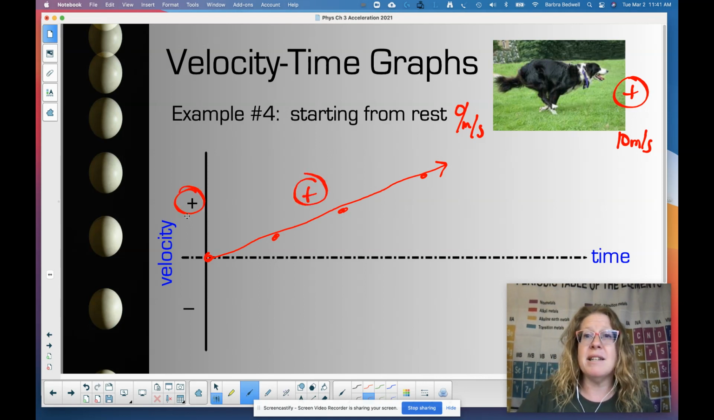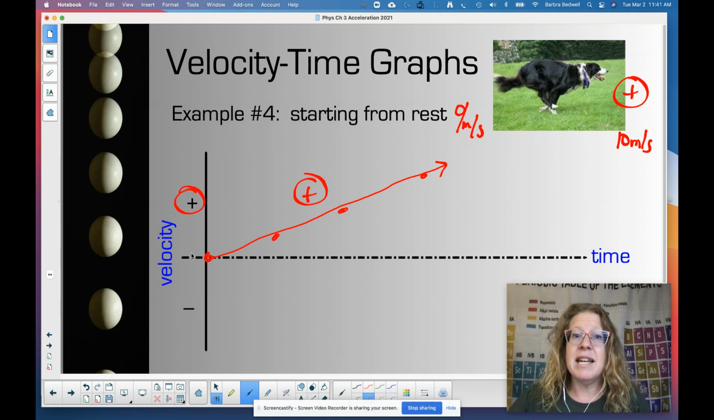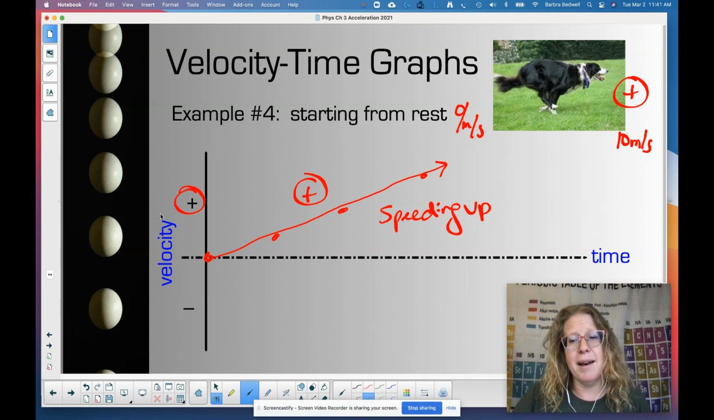We've got positive velocities going in the east direction, and he's increasing in speed, this is speeding up. So again, notice that these signs are now the same. When these signs are the same, speeding up. When these signs are different, slowing down.